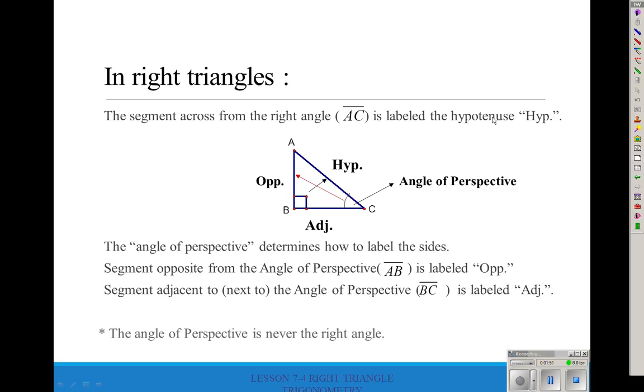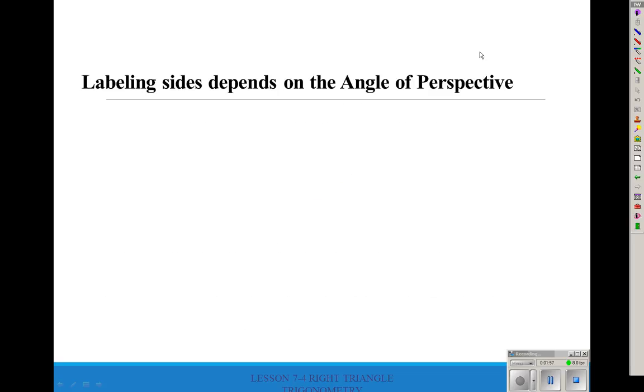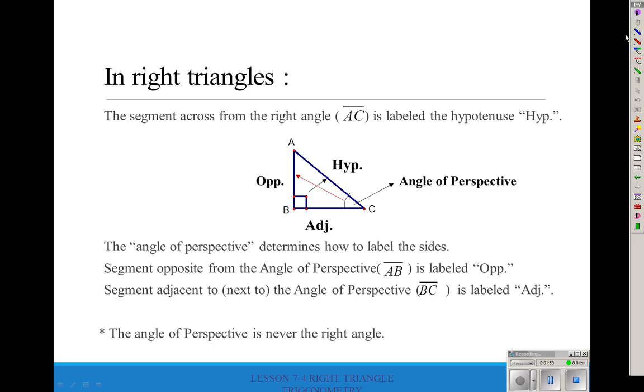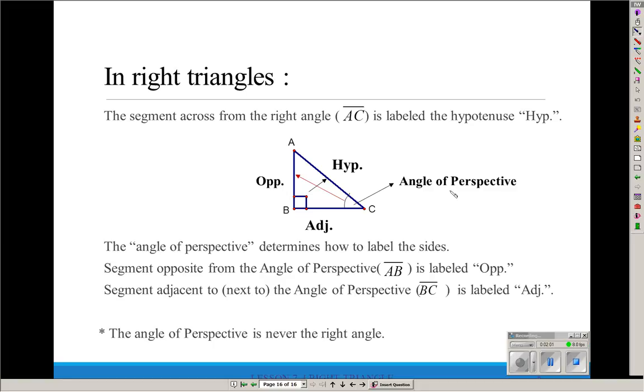Remember, the angle of perspective is never the right angle. Also, we typically call the angle of perspective theta. It's the symbol theta. I'll draw it bigger here. Theta, and that is how it's spelled in English. That's a Greek letter. Theta typically refers to the angle of perspective.